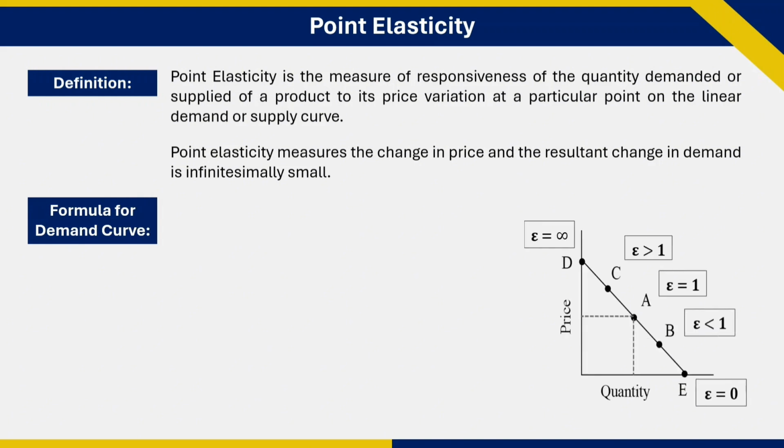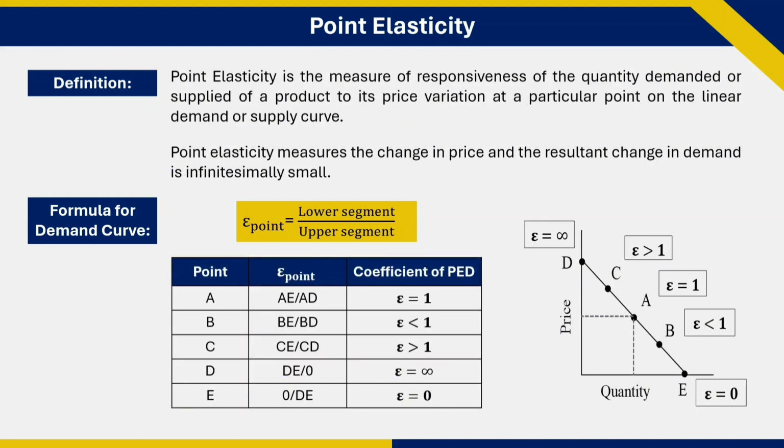Suppose we have 5 different points on a demand curve: Point A, B, C, D, and E. A is the midpoint of this line. At each point on this straight line, we can measure elasticity by this formula. Point elasticity equals lower segment divided by upper segment. Starting from point A, the lower segment is AE and upper segment is AD. So, we get AE divided by AD. Since A is the midpoint, AE is equal to AD. So, the coefficient of point elasticity equals 1.